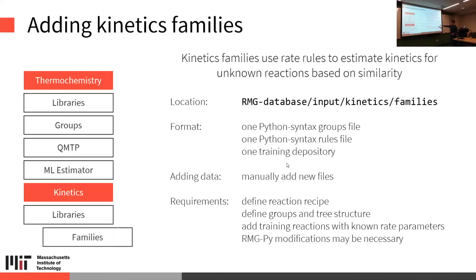Then the requirements: you need the reaction recipe, which defines how the reaction actually occurs, you define the group and tree structure, and you add training reactions to actually provide data. And in some cases, you might need RMG-Py modifications. So if you actually want to add a Kinetics family, then I would recommend talking to us to get a bit more guidance on that.